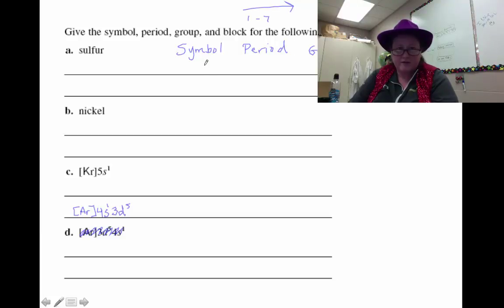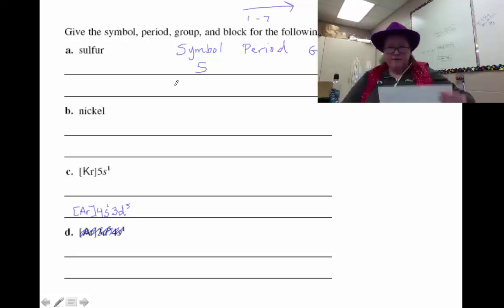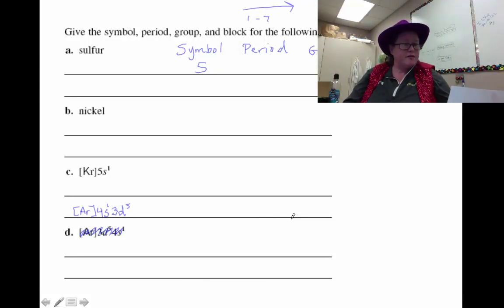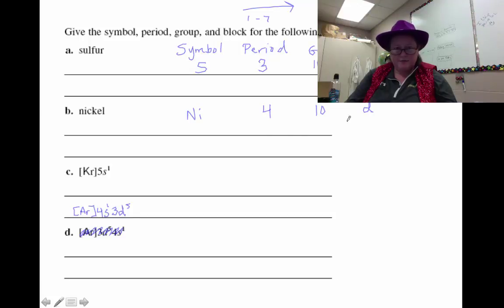Okay, so for the first we have sulfur. The symbol is S. I don't have this memorized, so I will model looking at my periodic table. Sulfur is in period 3. It's in group 16, and it is in the p block. Nickel, the symbol is Ni. Nickel is in period 4, group number 10, and it is in the d block.